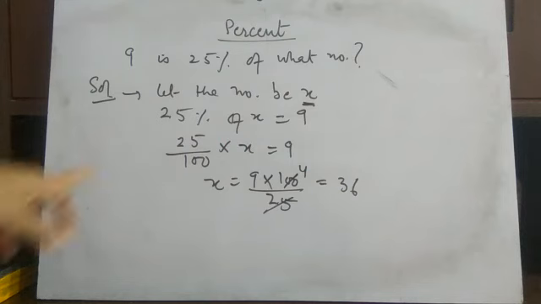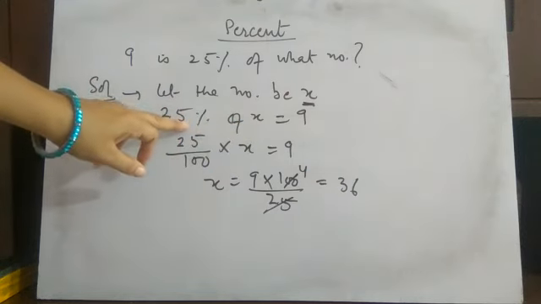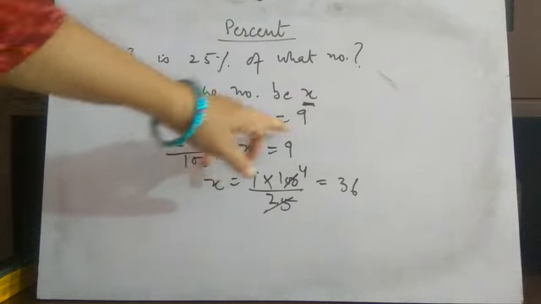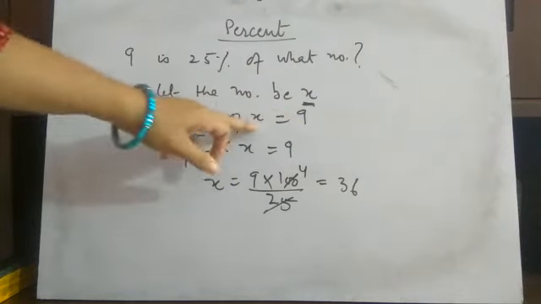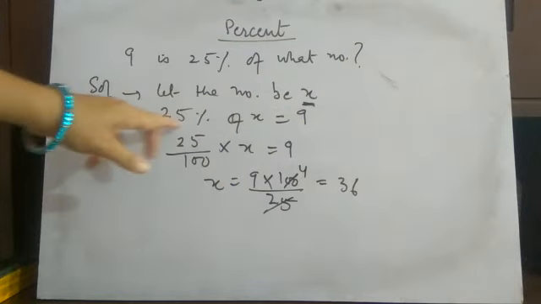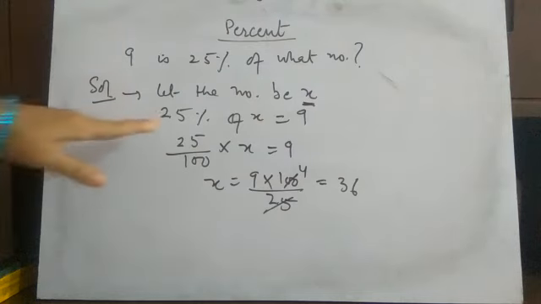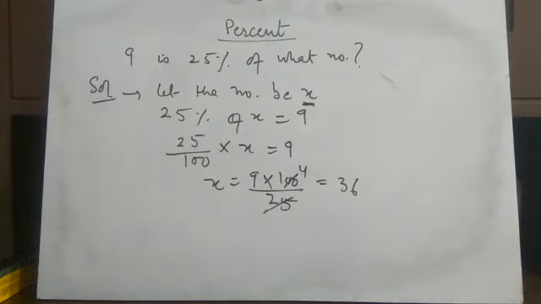Is it clear? So in this equation you can see there are three quantities. One is the percentage, one is the total or whole quantity, and another is what you get. Out of these three quantities, any two will be known, and the third one you have to find out. Understand the formation of the equation, form it, and you will easily be able to solve.